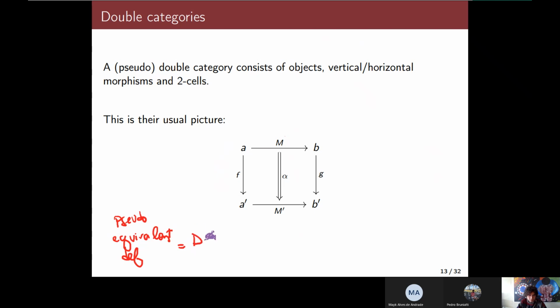The pseudo equivalent definition is that double categories are just categories internal to Cat. You can check this out, it's a fun exercise to do. And so in a double category, the two-cells, the squares, have this horizontal domain and this vertical domain here. This lives in a category, and the horizontal morphisms live in another category, and the vertical morphisms are also in a category, in a weak sense, perhaps.